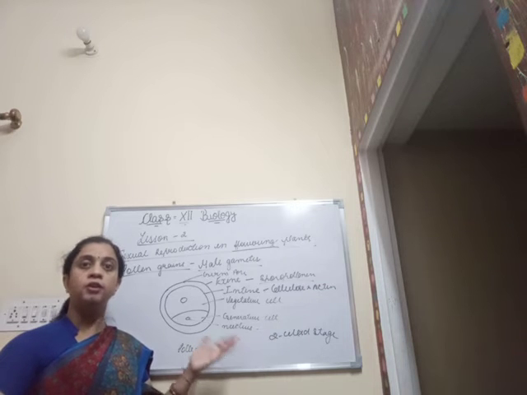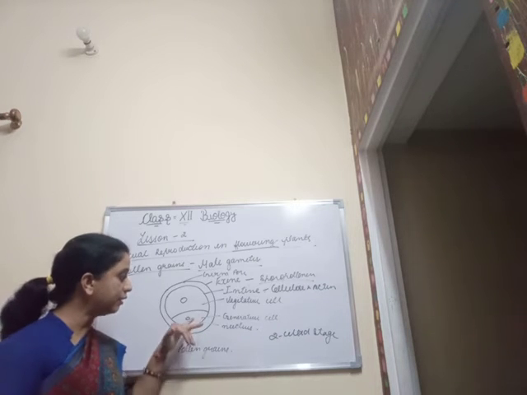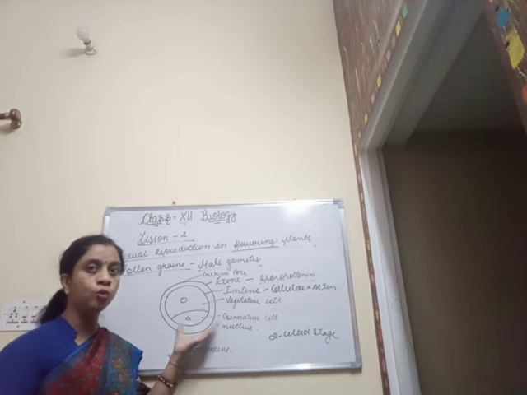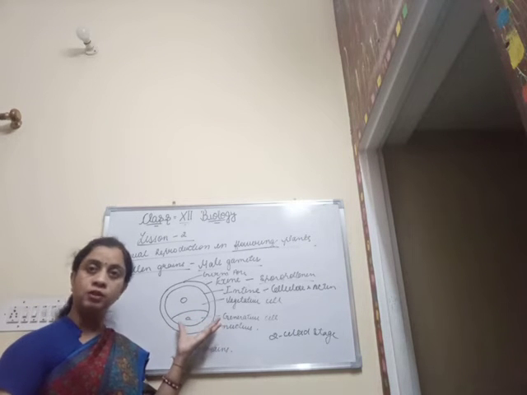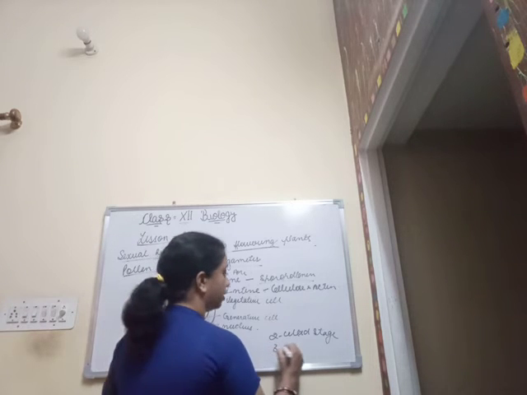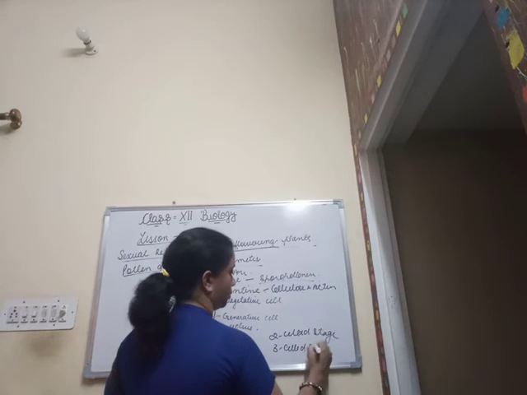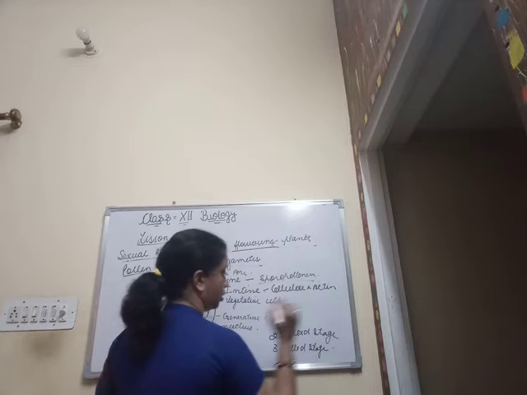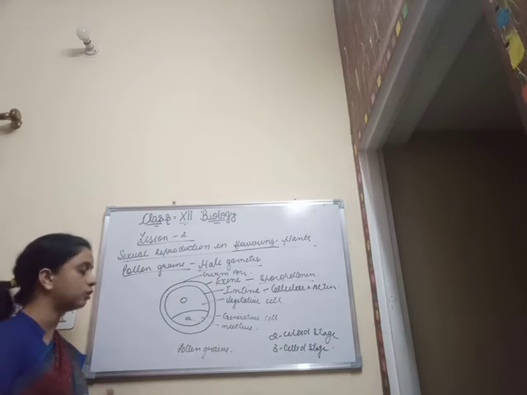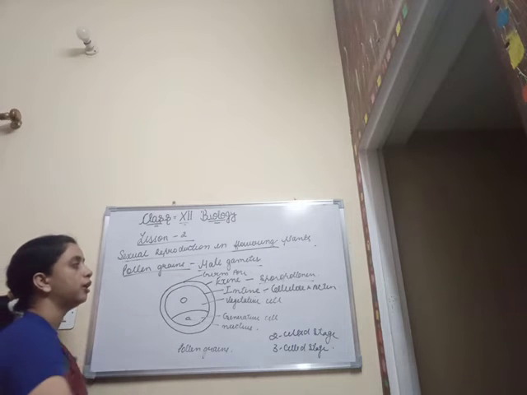But in the remaining species, the generative cell undergoes division and produces two male gametes, and this stage is known as the three-celled stage. So this is the structure of the pollen grain.